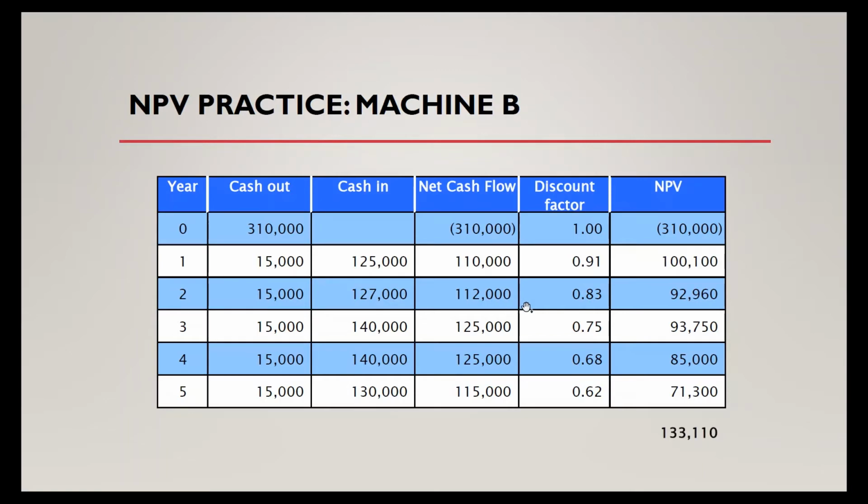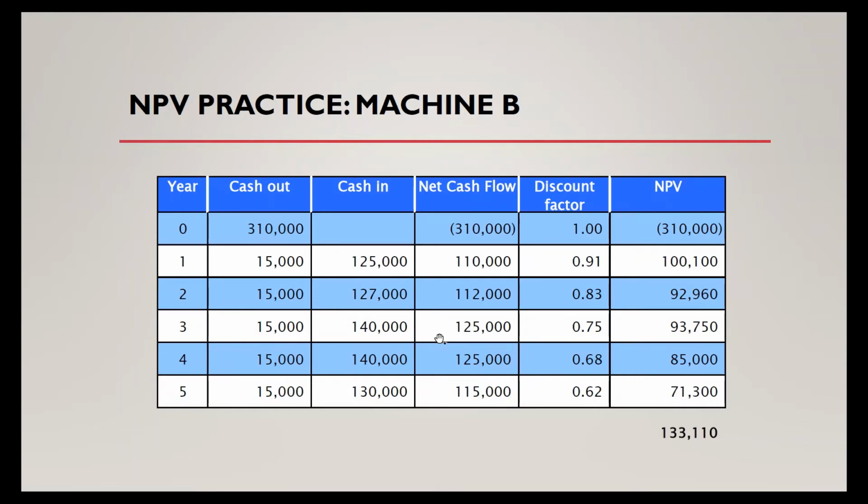Again, to calculate the discount factor, we take the discount factor of year 1 and we divide by 1.1, which is 1 plus the 10% of the interest rate. And this should give us a present value of 92.96 thousand. For the year 3, the cash inflow is 140,000 minus the cash outflow of £15,000.